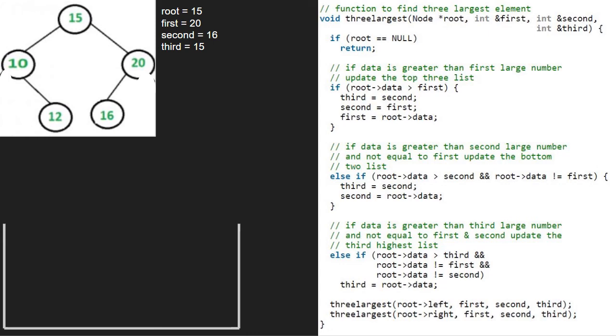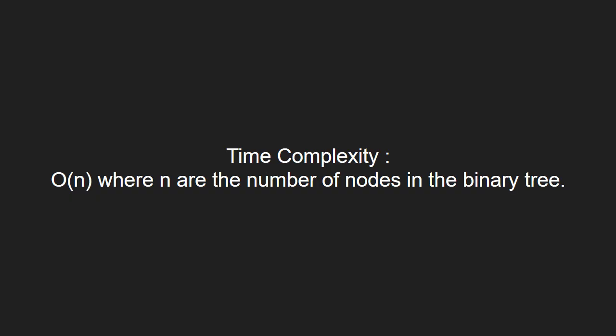Now let us have a look at the time complexity of the program. This code will run in big O of n complexity. Here n is the number of nodes in the binary tree. With this, we come to an end of this tutorial.